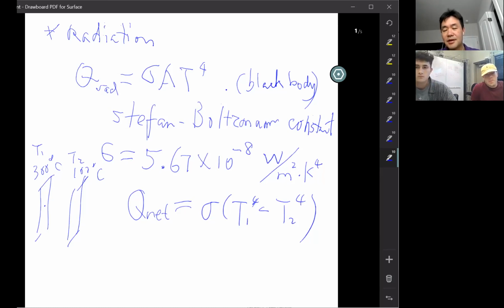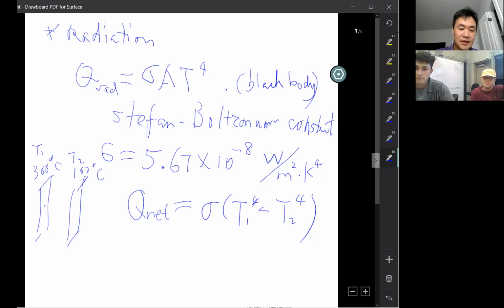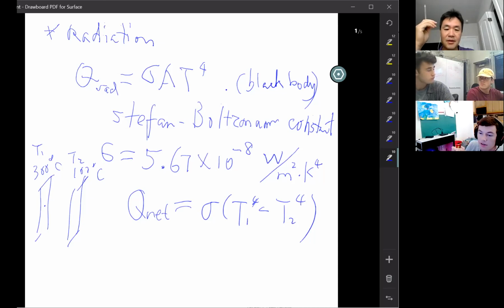Heat flow has a direction, right? The positive direction is defined as from high temperature to low temperature. That's the positive heat flow direction. Be careful. So this is the Q net on the T1 surface. The Q net on the T2 surface will be T2 to the power of 4 minus T1 to the power of 4. Does Q net not have surface area? Oh yeah, it has surface area. I'm sorry, I missed it.